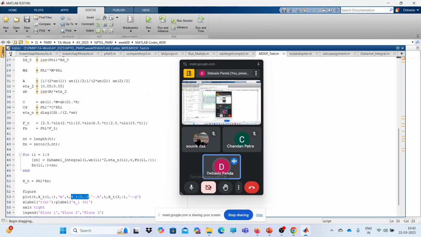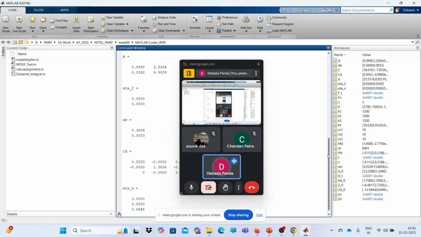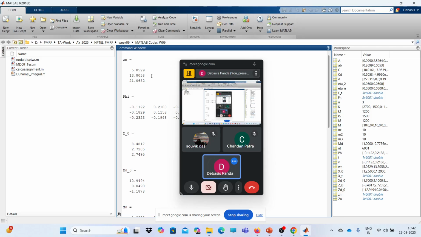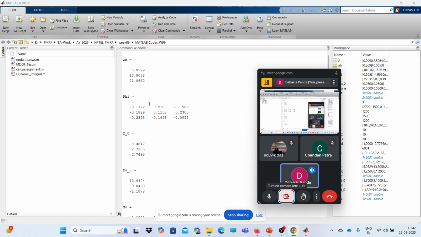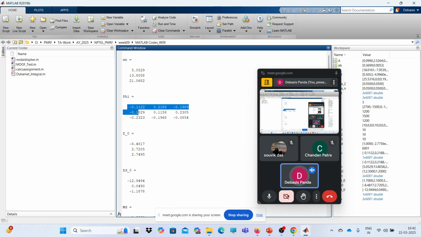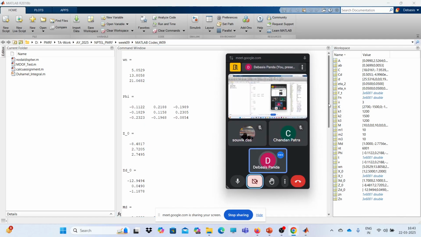And if we want to see the calculations, here we can see them. These are the natural frequencies of the system. The first natural frequency comes as 5.0529, the second natural frequency comes as 13.80, and the third natural frequency comes as this. And the corresponding mode shapes are these. This is the first mode, this is the second mode, and this is the third mode, and completely it gives us the modal matrix.